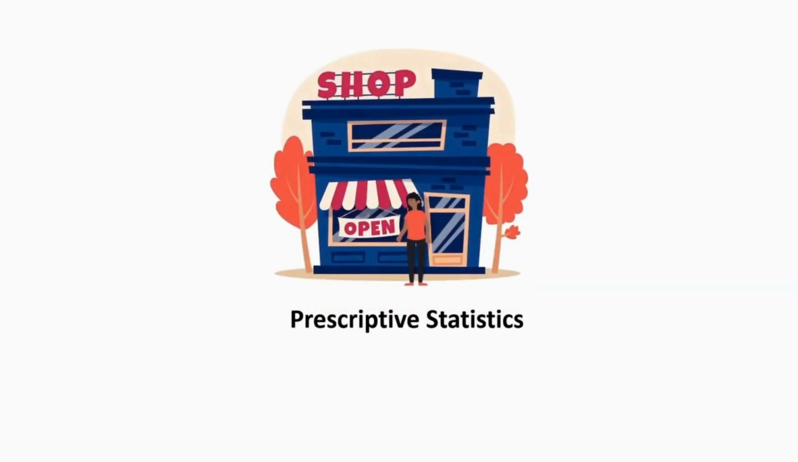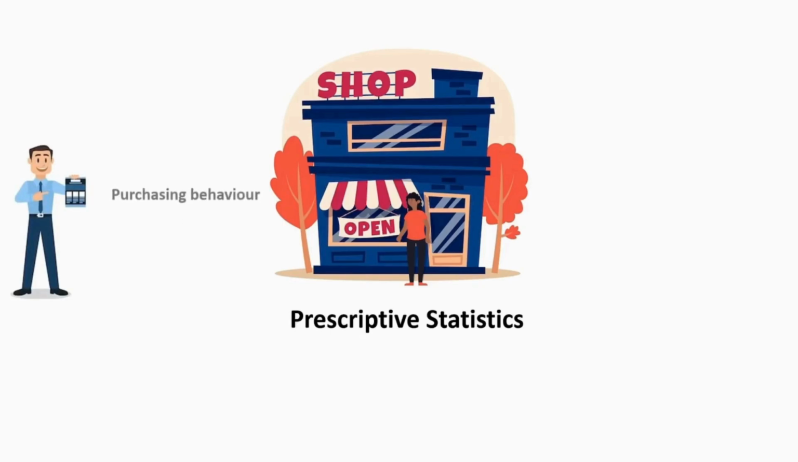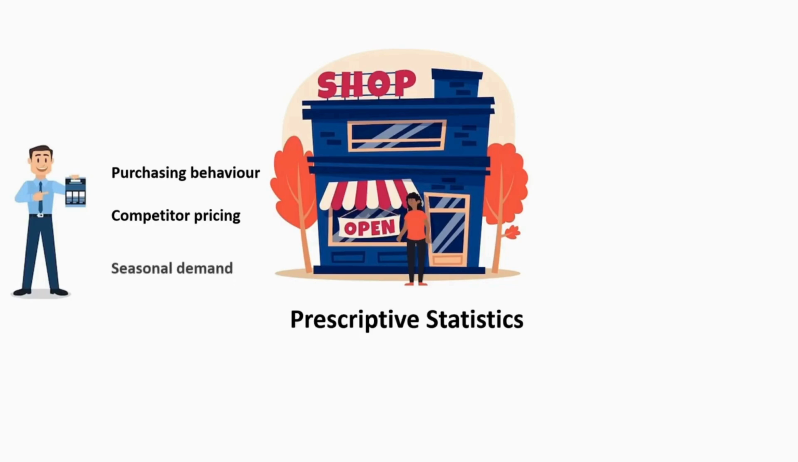Finally, prescriptive statistics. This advanced type of statistics not only predicts the future outcomes but also recommends suitable actions to be taken in response. Suppose our retail company wants to optimize its pricing and promotional strategy to maximize sales. Prescriptive statistics analyze data on customer purchasing behavior, competitor pricing, and seasonal demand.